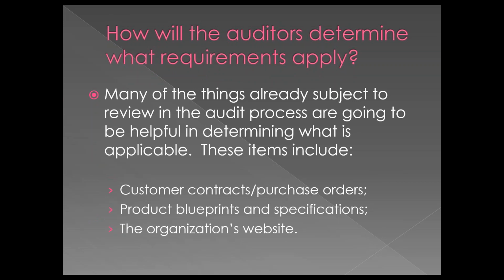Now, it's important to understand that many of the things that we are reviewing in the audit process are already going to be helping us determine what's applicable. If you think about it, we're already reviewing contracts and purchase orders. We're already looking at blueprints and specifications. So the auditors are already in a position to kind of pick up on these things as a regular part of the audit process. So there should not be a special statutory regulatory requirement portion of the audit. That's not the intent. It's intended to be part of the flow of the audit, if you will.